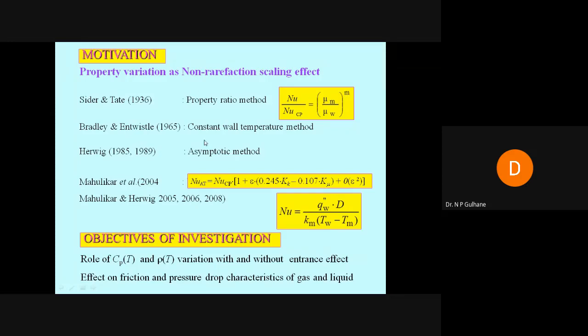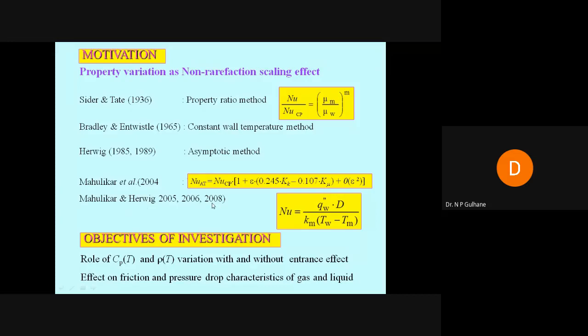Later on, we have this constant wall temperature method. These people use the constant wall temperature method. Then Herwig from TUHH Germany used this isentropic method. Then we started working in the aerospace department of IIT Bombay with Professor Maulikar, who was associated earlier with Professor Herwig in TUHH Germany. Then he found that this Nu at asymptotic temperature varies with respect to this equation.